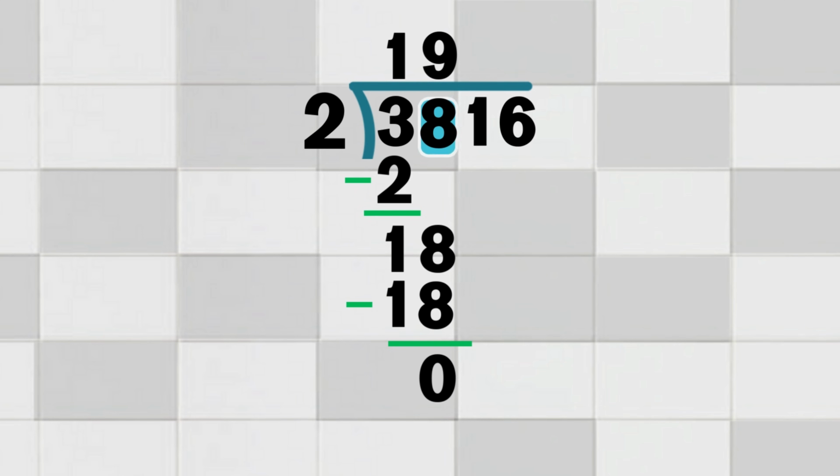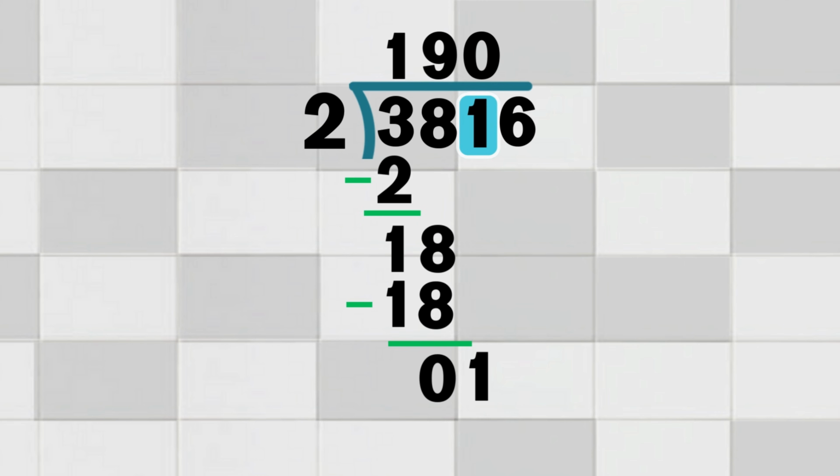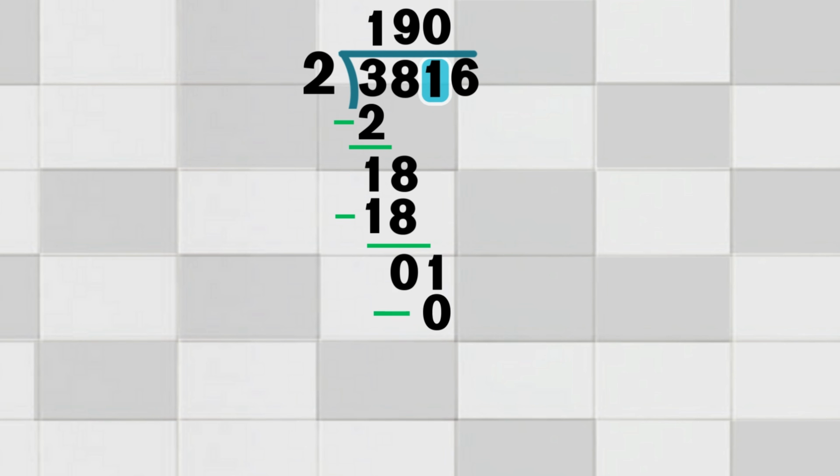Bring down the next digit. Now bring down the next digit in the dividend, which is 1. We are now working with the number 1. Divide again. We ask, how many times does 2 go into 1? 2 does not go into 1 because 2 is bigger than 1. So we write 0 above the 1. Now our answer on top is 190. Multiply. 0 times 2 equals 0. Subtract. 1 minus 0 equals 1. We write the 1 under the 1.